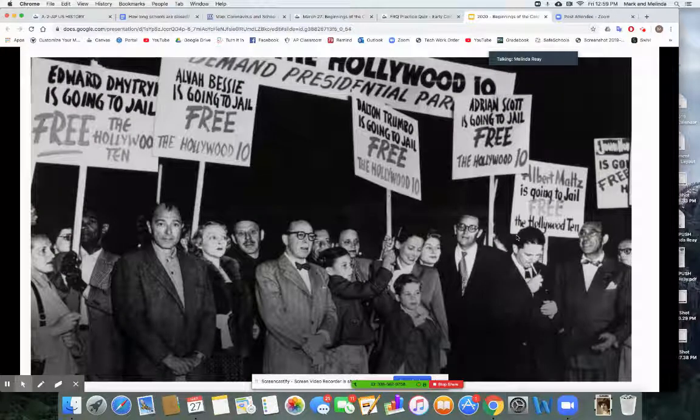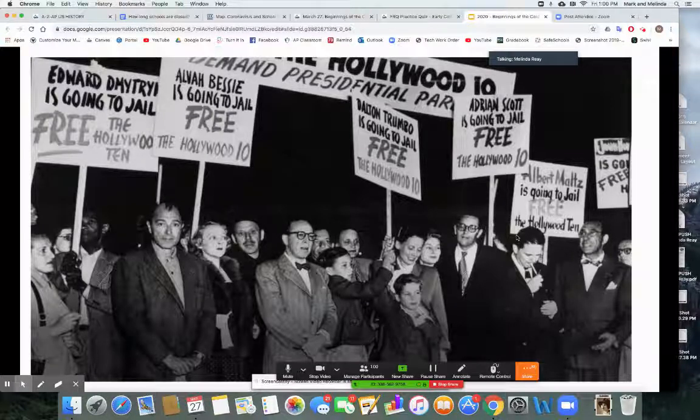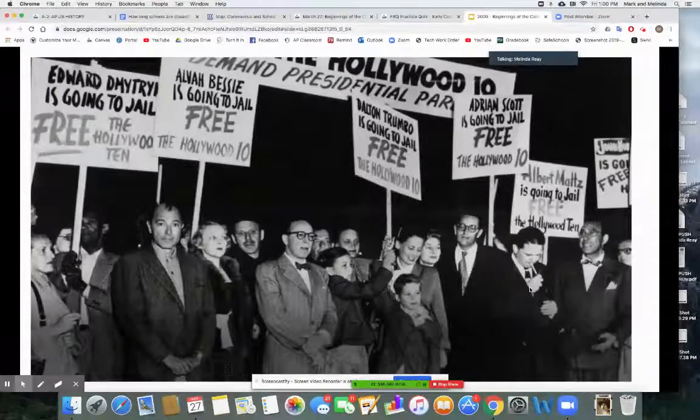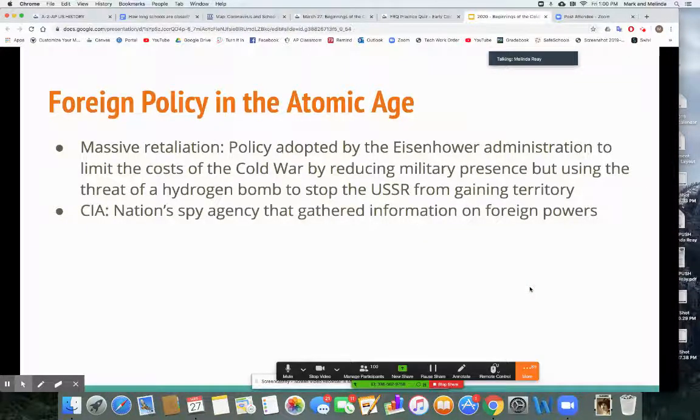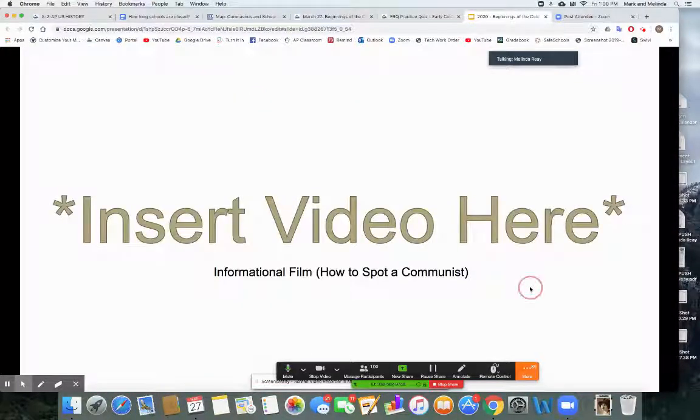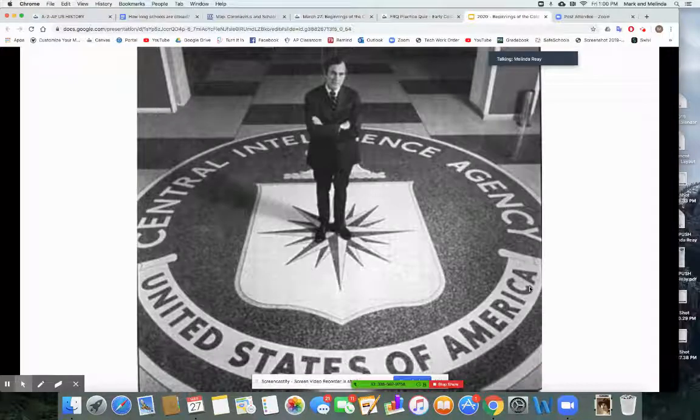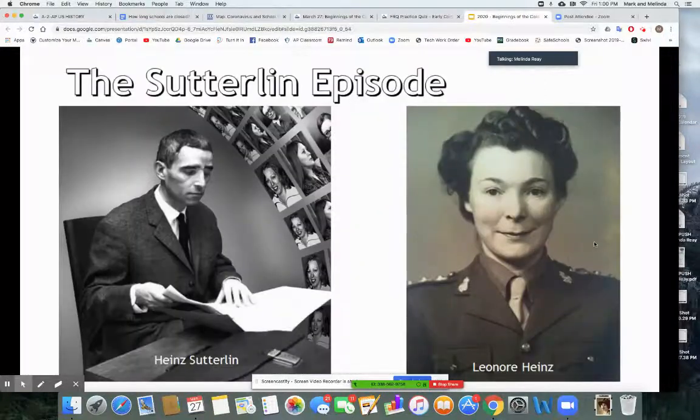Even in Hollywood, people started to accuse that the movies you were watching were all communist propaganda, and it ended up resulting in 10 Hollywood producers and actors being arrested for apparently portraying communism in the media and different things like that. So in general, with foreign policy, a lot of this has to do with fear of spies. So the CIA gets created in order to find spies.